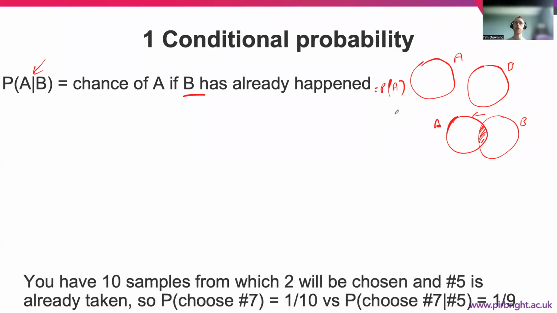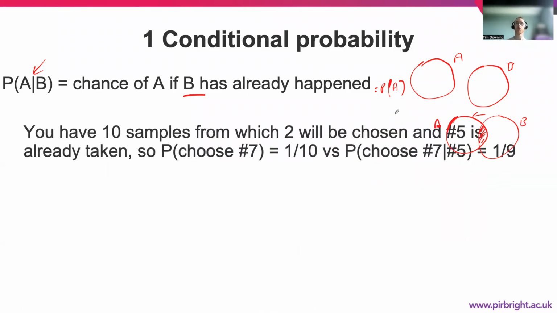So an example of this would be that you take 10 samples, of which 2 will be chosen, and number 5 is already taken. And that means if you're looking at the probability, say, of choosing a particular number like 7, instead of being a probability of 1 in 10, if 5 is already chosen, that must change to 1 in 5, because the number of options now has changed.